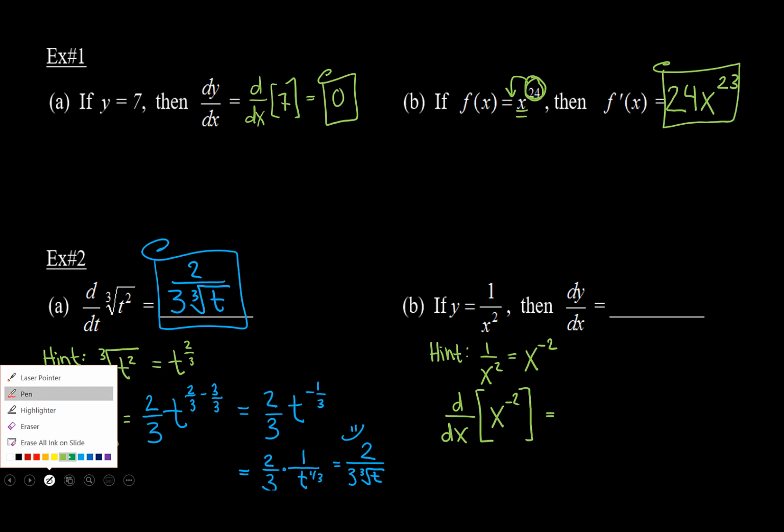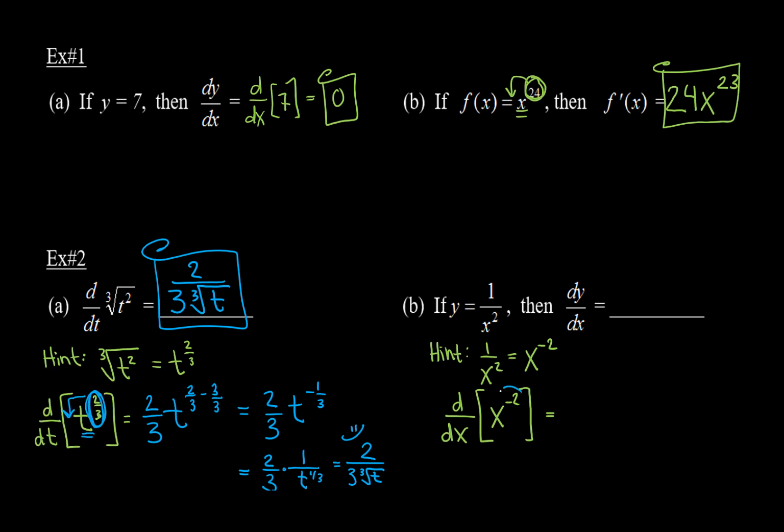So once again, I'm going to take that power, negative 2, and I'm going to bring it down into the front. So I'm going to have negative 2. I'm going to leave the x alone. The x goes along for the ride. And then again, I'm going to show this step. I'm going to take the power of negative 2, and I'm going to subtract 1 from it. And I'm going to get negative 2 times x to the negative 3rd.